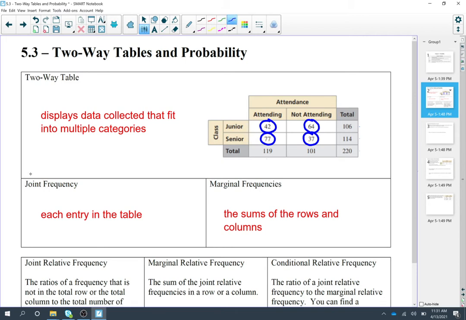So our marginal frequencies are going to be the 119, the 101, the 106, the 114, and the 220, is when you then take those numbers and add them up to get your totals. So if we're looking at this table, there are a total of 106 juniors in this survey. There's a total of 101 students who are not attending whatever this function is. And then down here, we have 220 total students in this survey, whether they're juniors, seniors, attending, not attending, 220 total.